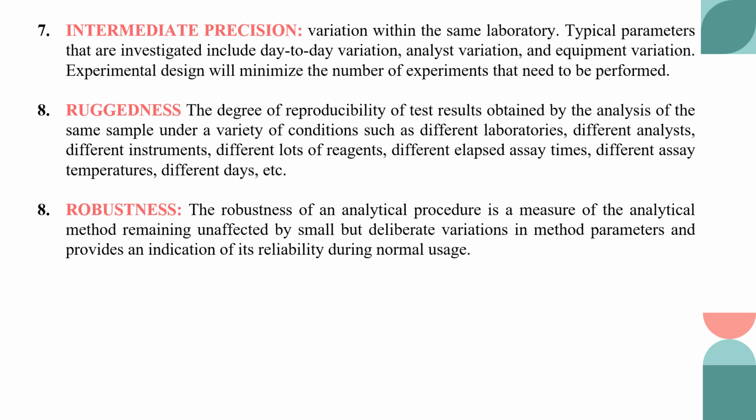The next is the ruggedness. Ruggedness means the reproducibility of the test. It means the test analysis of the same sample is performed under different conditions like different temperature, different lab, different analyst, different instrument, etc. Next is the robustness. Robustness is a technique which measures how unaffected the method is by small or intentional changes in the method or parameters.